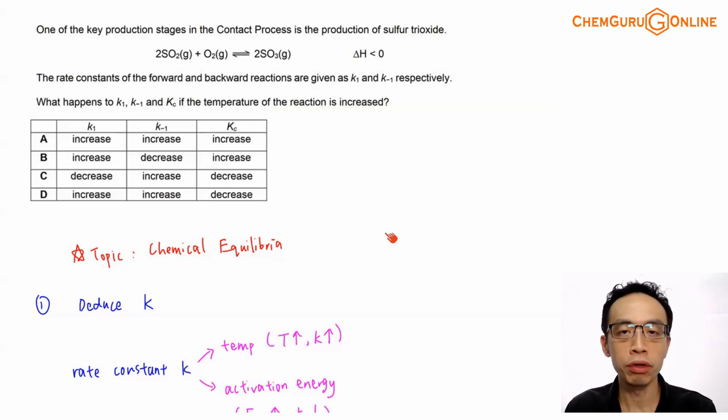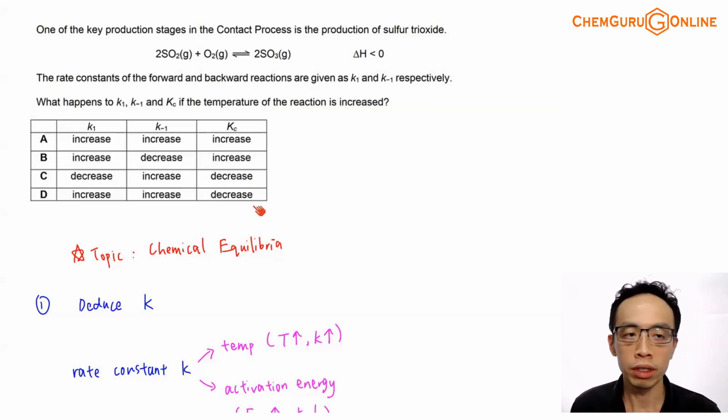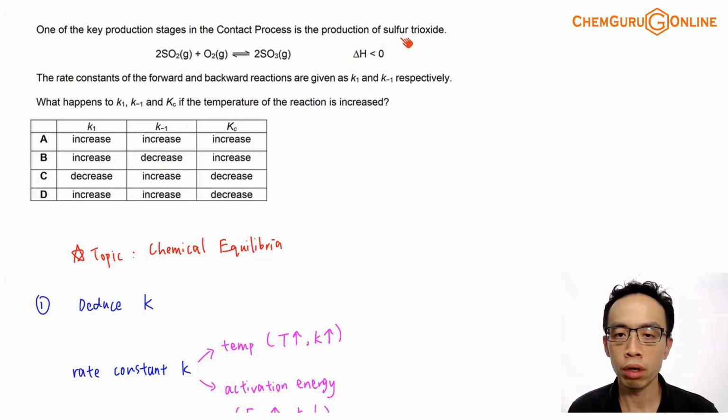Now in this week's video, we want to discuss how rate constant and equilibrium constant change with temperature. So let's take a look at this exercise. One of the key production stages in the contact process is the production of sulfur trioxide. The equation is given involving 2SO2 plus O2 to give 2SO3. So this is a reversible reaction.